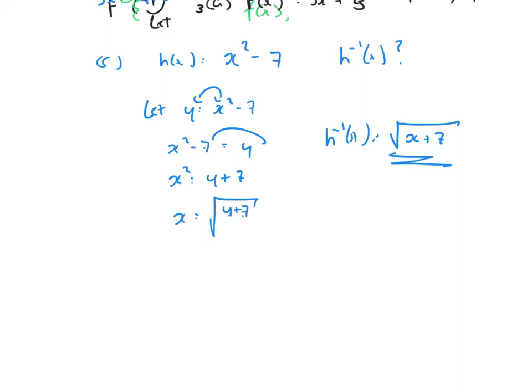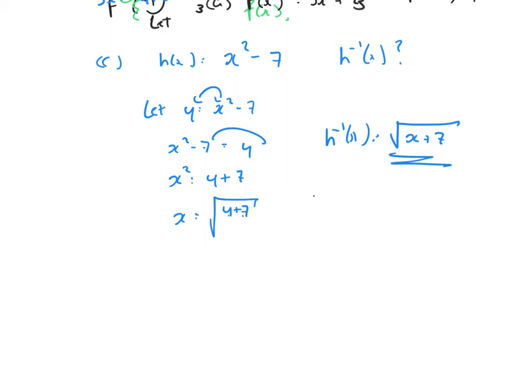So there's the original function, and then there is the inverse function. So think about the original function. You've got x, you square it, you take away 7. So the inverse function would be that you add 7 on, you take the square root, which is exactly what the inverse function shows.